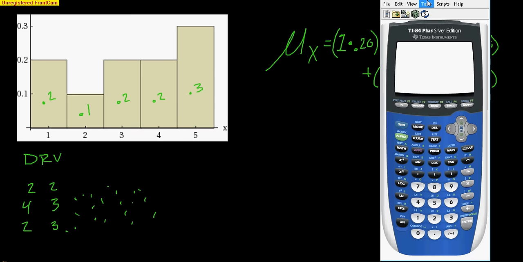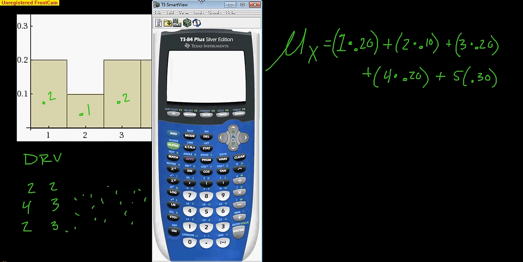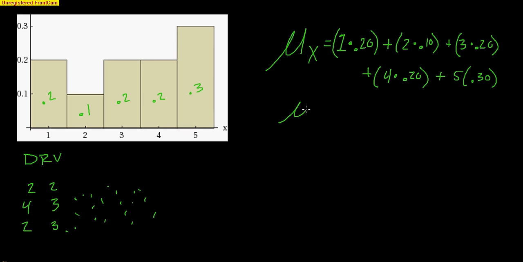So I'm going to quickly show you on the calculator screen here how to do this. This is very, very simple. So this would be 1 times 0.2 plus 2 times 0.1 plus 3 times 0.2 plus 4 times 0.2 plus 5 times 0.3. And I get 3.3. 3.3 is my expected outcome.